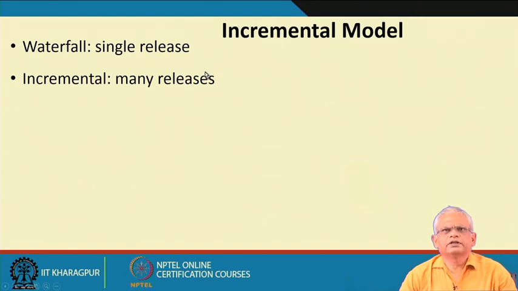In a waterfall model, there is a single release. Initially, all the functionality requirements are collected, designed, coded, tested and given to the customer as a single release, whereas in incremental many releases are there, and after each release customer feedback is taken and the functionality that was already delivered is changed again to meet the requirements of the customer.